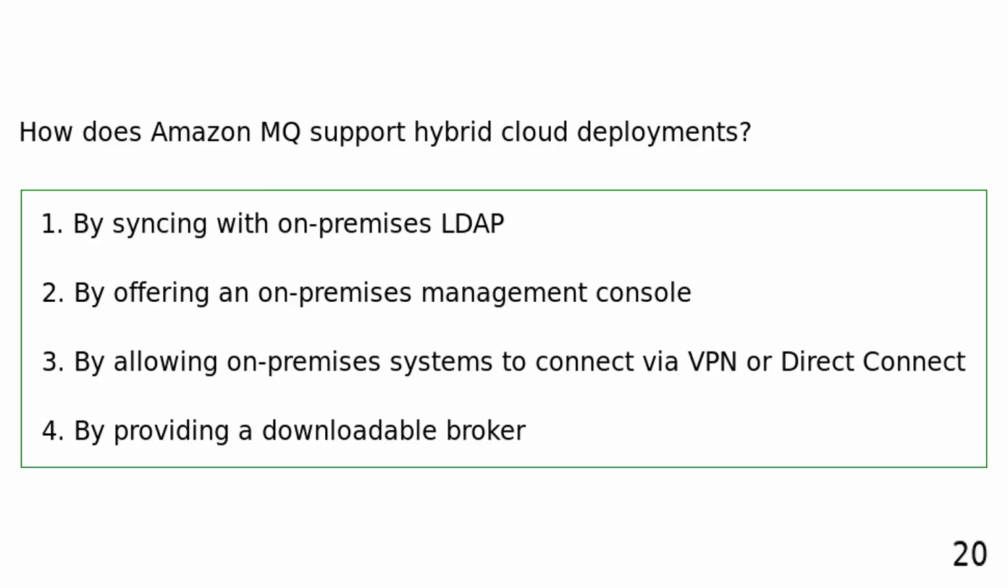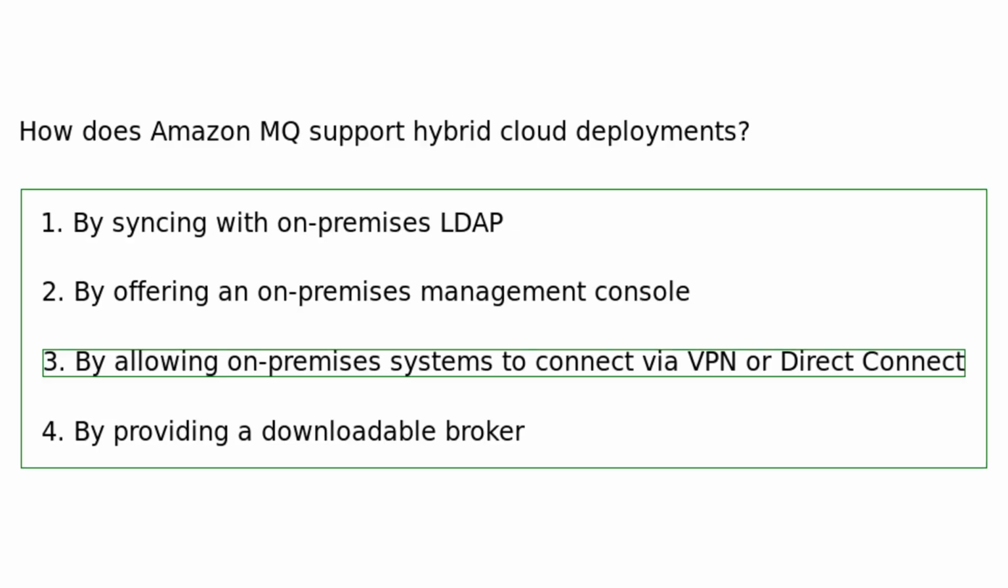How does Amazon MQ support hybrid cloud deployments? By syncing with on-premises LDAP. By offering an on-premises management console. By allowing on-premises systems to connect via VPN or Direct Connect. By providing a downloadable broker. Amazon MQ supports hybrid deployments by allowing on-premises systems to connect securely to MQ brokers via AWS VPN or Direct Connect.